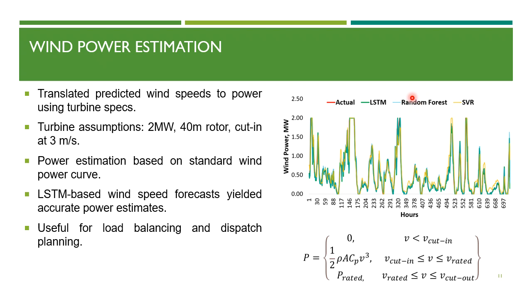The random forest also did considerably well. From the previous slide, we could see that the performance ratio of the random forest is just slightly less than the LSTM model. The SVR visibly lags the actual power by a lot in most regions. We can see over here, in this region, the SVR overpredicts the wind power, and in some other regions underpredicts the wind power.